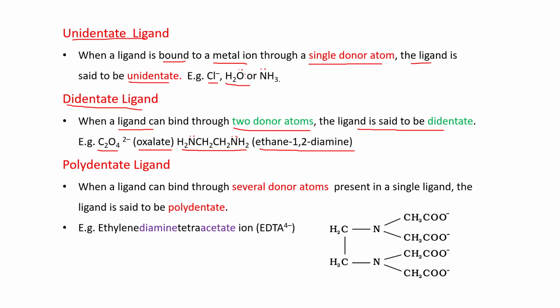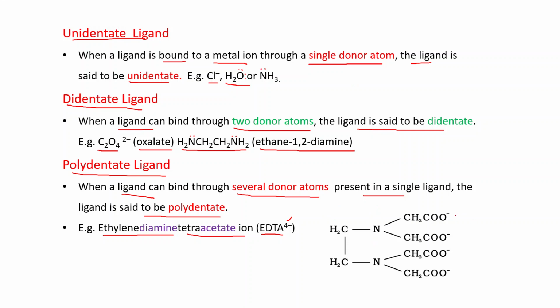That's why this is a didentate ligand. Polydentate ligand. When a ligand can bind through several donor atoms present in a single ligand, the ligand is said to be polydentate. For example, this is the ethylene diamine tetraacetate ion, and this is EDTA 4 negative charge, and this is its structure.